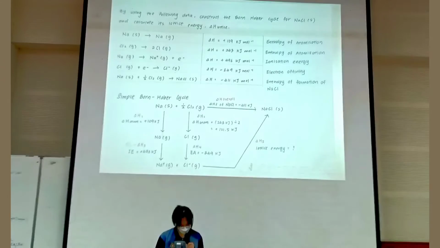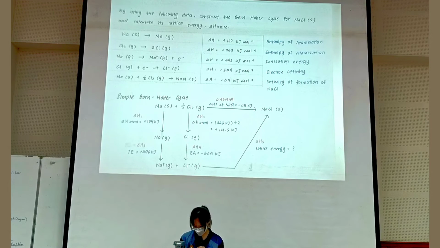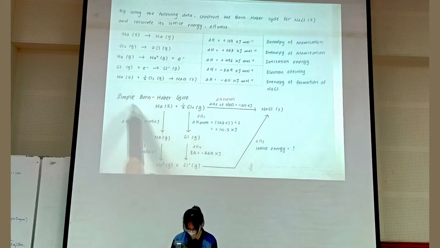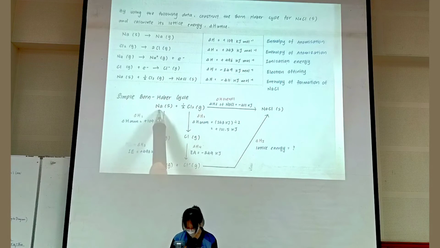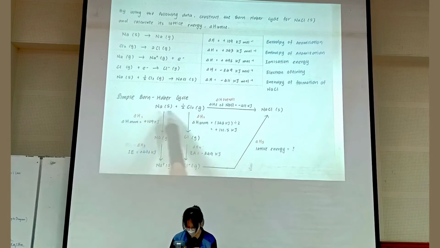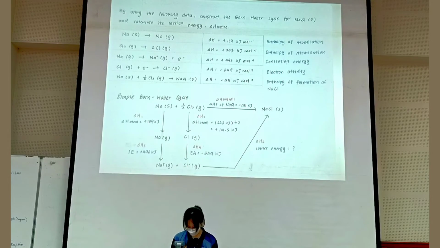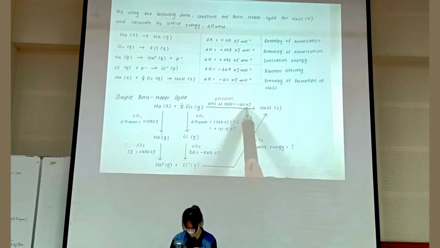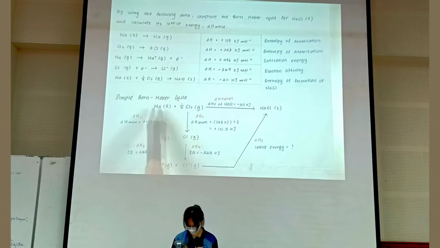In order to construct the Born-Haber cycle for NaCl, first thing first, we have to write down the chemical equation for the formation of NaCl, which is this one. We write it down here: Na reacts with Cl2 to produce NaCl. After writing down this equation, don't forget to write down the enthalpy of formation of NaCl here, which is negative 411 kilojoule. This is the first step.